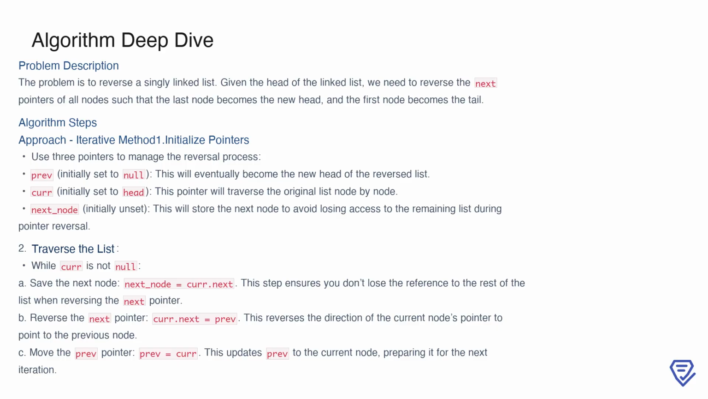The key is to traverse the list node by node, reversing the direction of the next pointer for each node, all while ensuring we don't lose access to the rest of the list. This setup will allow us to systematically reverse the list in place.